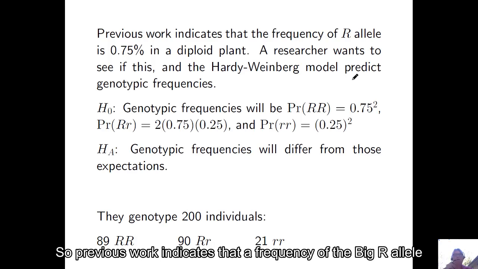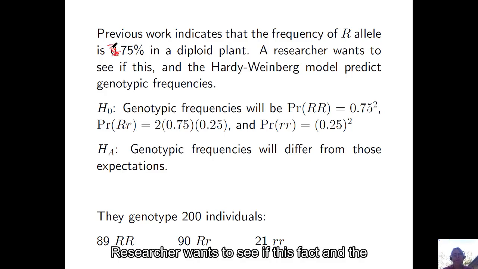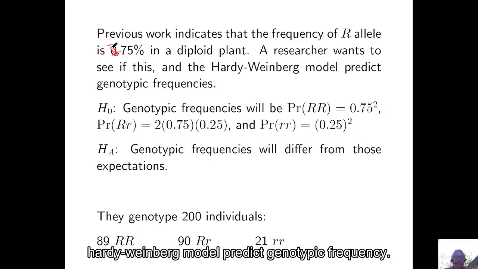So previous work indicates that the frequency of the big R allele is 75% in a diploid plant. Sorry, this is supposed to be 75%, not 0.075%. A researcher wants to see if this fact and the Hardy-Weinberg model predict genotypic frequencies.